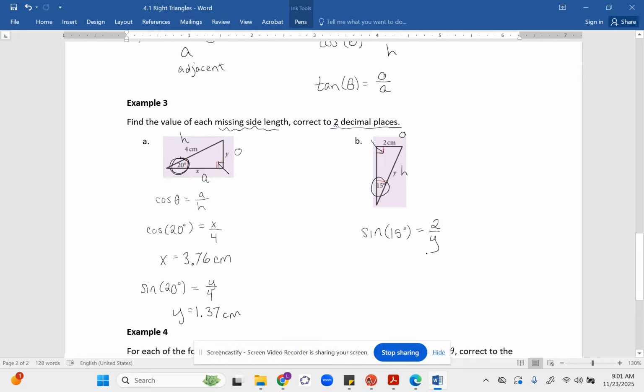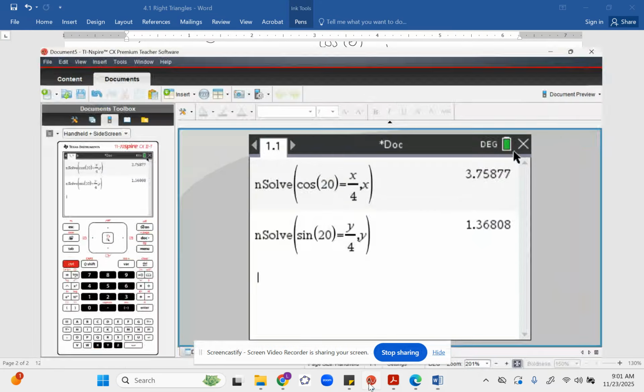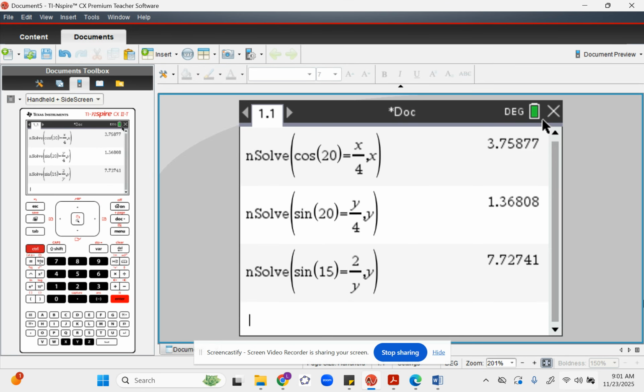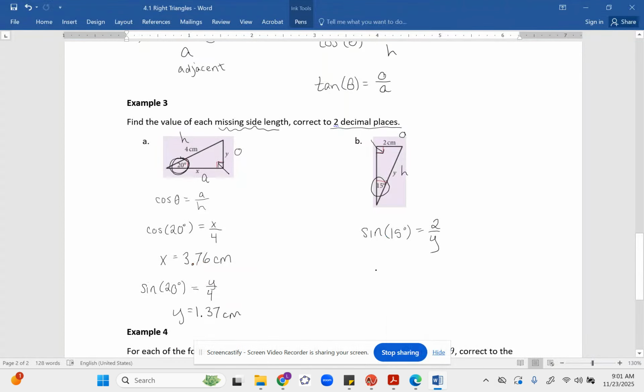And I can NSolve that. Sine of 15 equals 2 over y, and I get y is 7.73 to 2 decimal places. Y equals 7.73. The units are centimeters here.